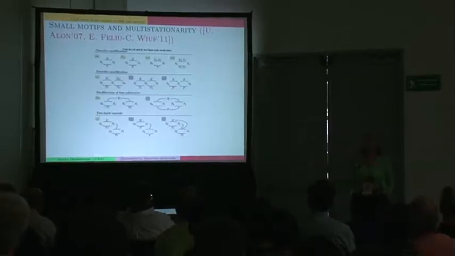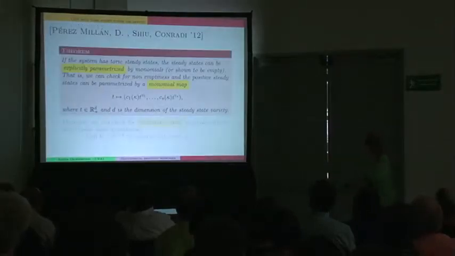So why would one be interested in this? Well, I'm hiding a few hypotheses here, but essentially if the steady states are given by binomials, then the toric steady state variety can be parametrized by monomials. So there is a monomial parametrization. We have monomials here, and then we have some constants, or numbers, that depend on the rate constants. And t1 up to td, where d is the dimension of the steady state variety.